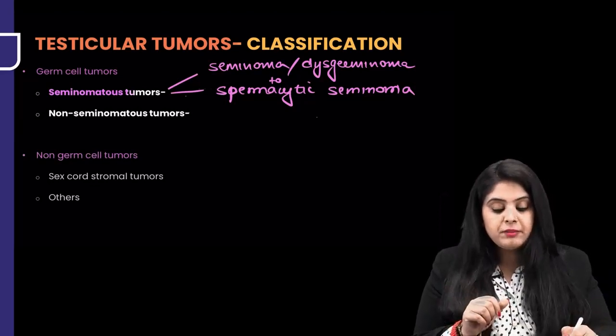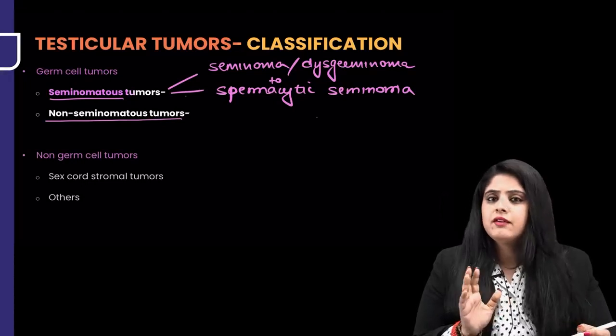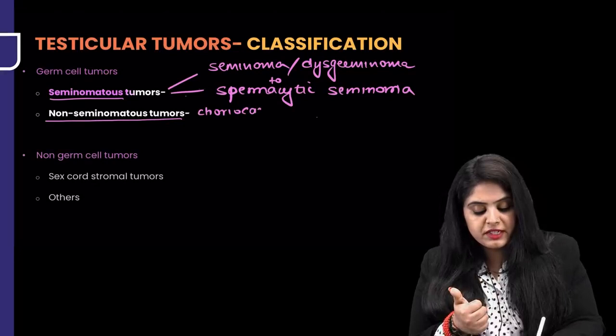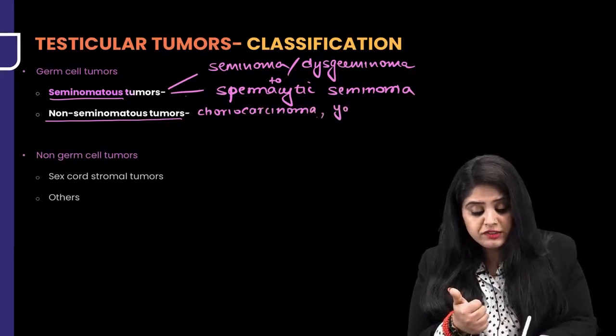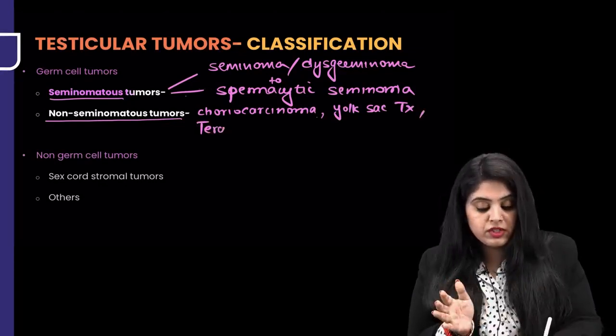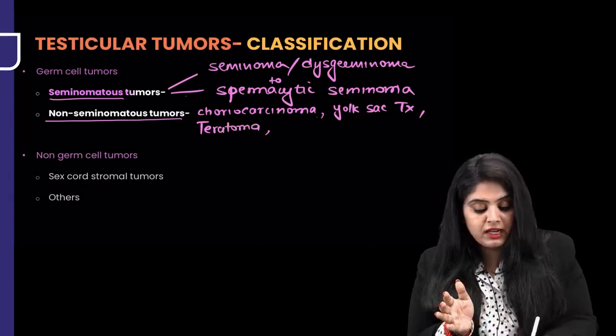These were all the seminomatous tumors. What about the non-seminomatous tumors? I have already taught you. In non-seminomatous comes choriocarcinoma. We have studied it under the ovarian chapter. We have yolk sac tumor, again studied under the ovarian chapter. Then we have teratomas, finished under the ovarian chapter. We have one last, and that is embryonal carcinoma.